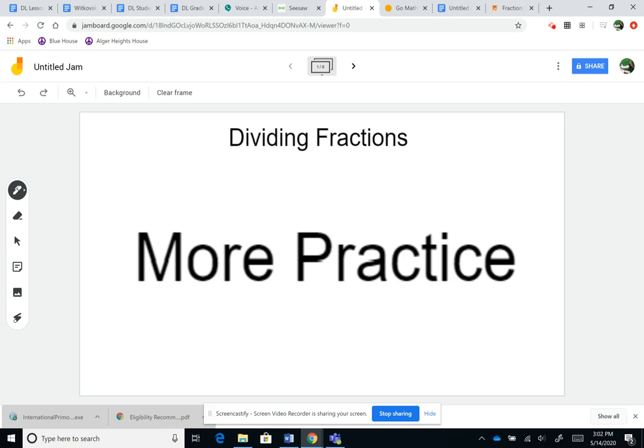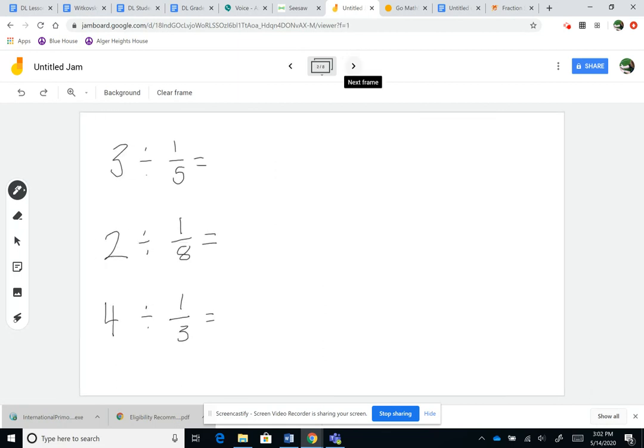Dividing fractions, more practice. I'm going to go over what I taught in the last lesson, plus show you kind of a new way, and that's it for today. It's eight frames, eight slides, but it shouldn't take too long, and hopefully it'll help you put some more tools in your toolbox for dividing fractions.